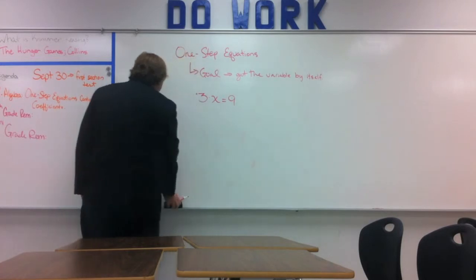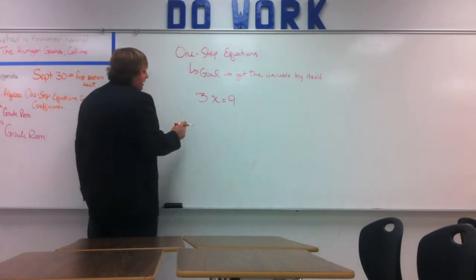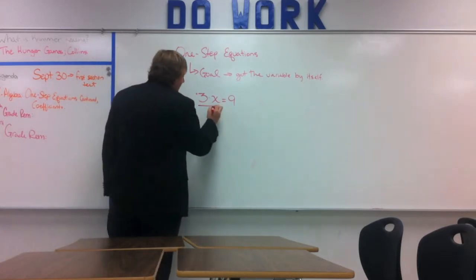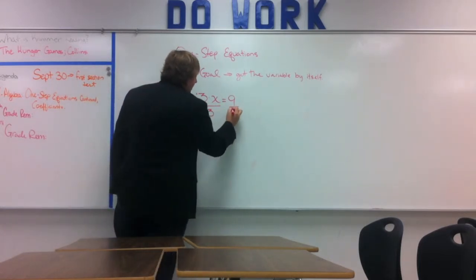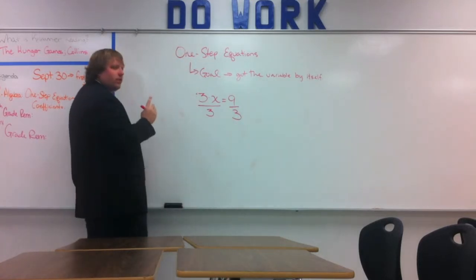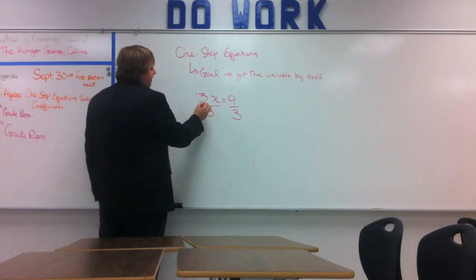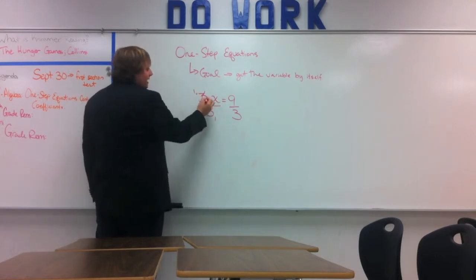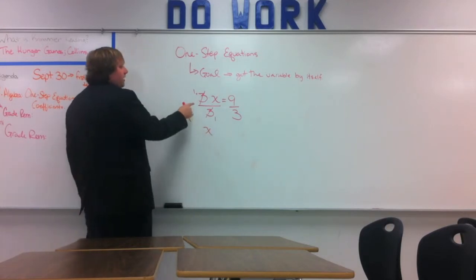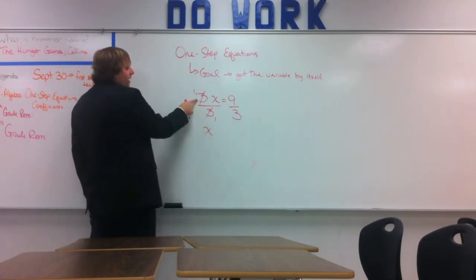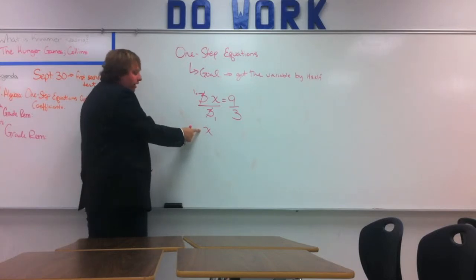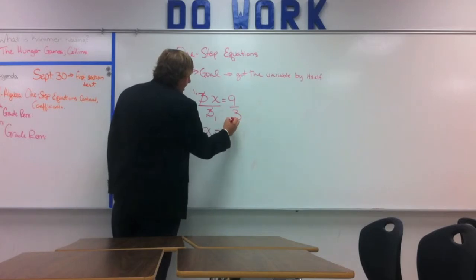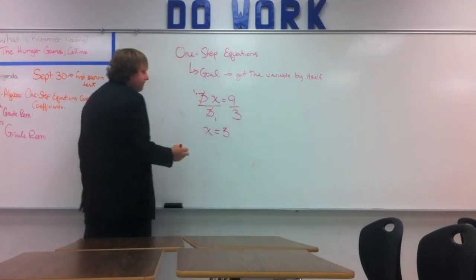And what we're going to do, and I'll explain why in a second, is divide both sides by 3. We want to divide this by 3, and then divide this by 3. The reason we do that is because 3 divided by 3 is 1. And 1 times x is x. So we divide by 3, that gives us 1x, which is x. So x is all by itself. And 9 over 3 is 3.